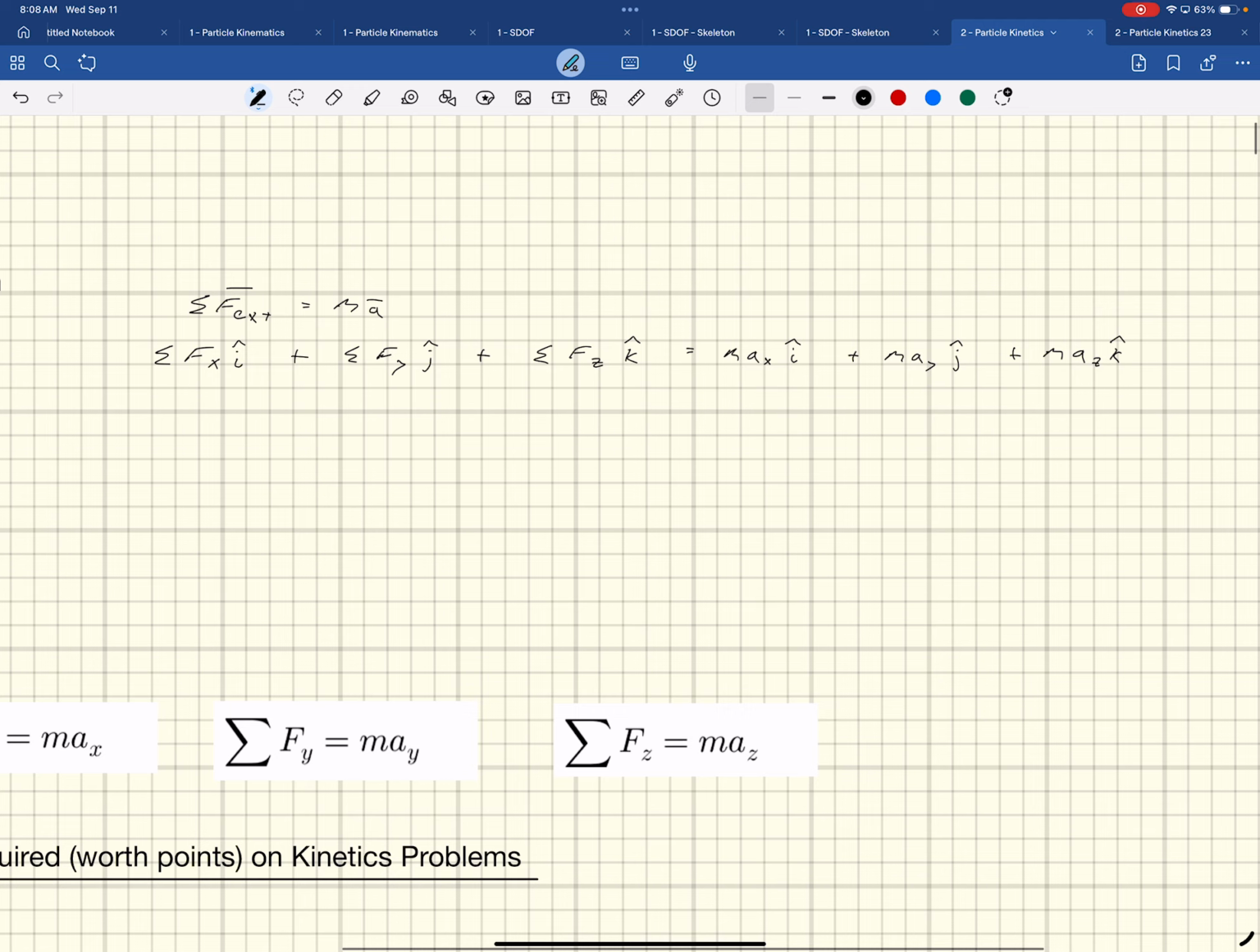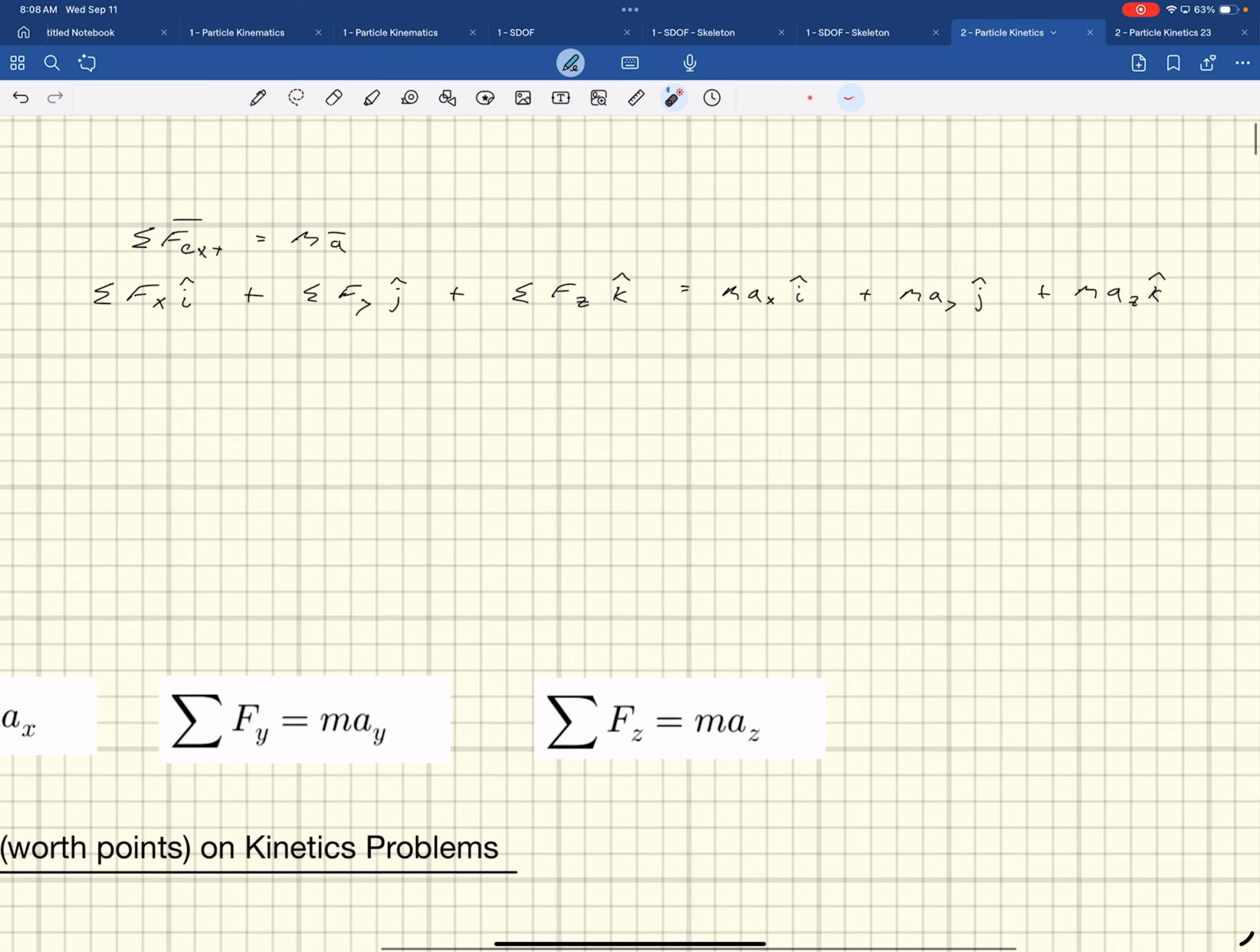When we look at this in vector form, it just explodes into the i, j, and k. What's nice about this is that in Cartesian coordinates, only the i's affect the i's, the j's affect the j's, and the k's affect the k's. They're all independent of each other, and that's it. So you basically just end up with 3 force equals mass times acceleration equations, in the x, the y, and the z.